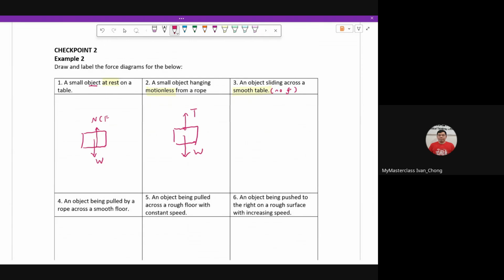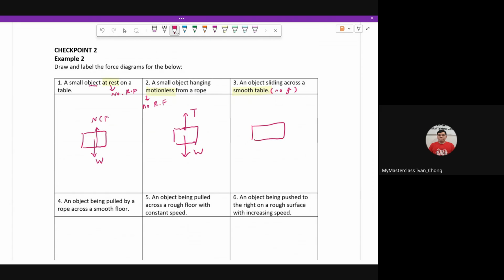Because if you actually put it in left, right, left, right, or down, you actually cause it to speed up in certain directions. Because remember, when you have no resultant force, that's when you are stationary. So if you know that you are stationary, you can actually work backwards. I must have no resultant force. Same thing, no resultant force. Smooth table means no friction.